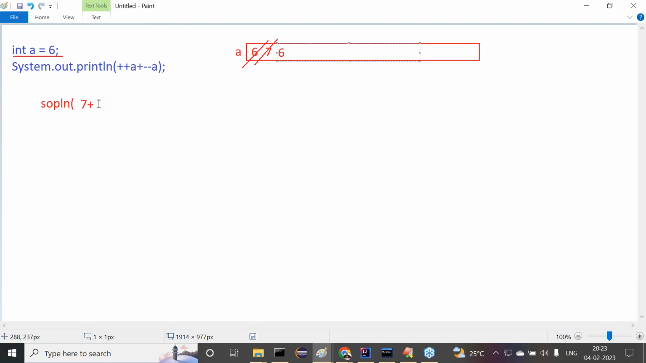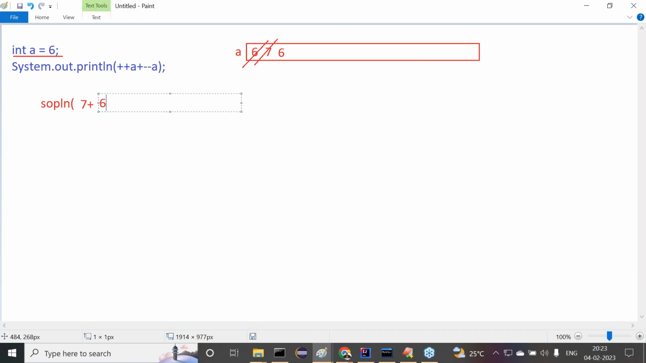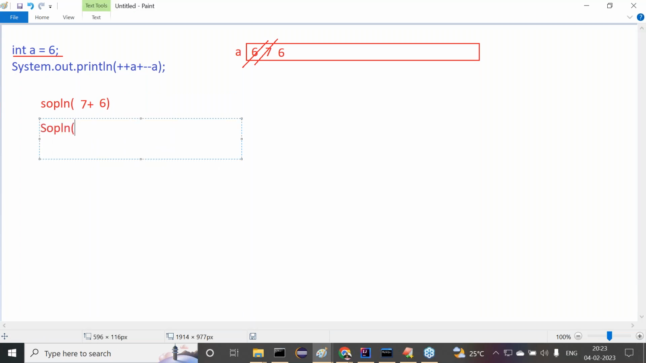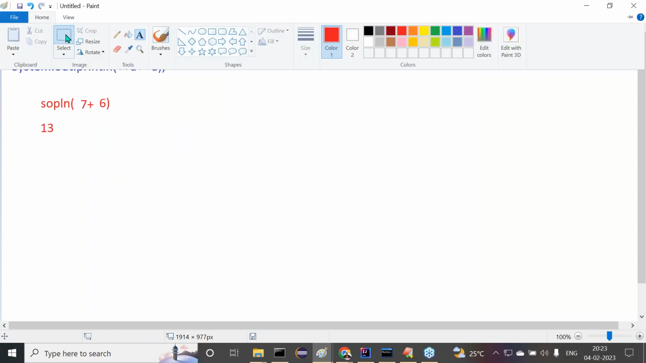Now here we are getting the value 6 again. That's okay, now completed. Now you know already: System.out.println of 7 + 6. What's the value here? 13 is the value we are getting. The output value is 13. 13 is the output we are getting. That's it, not more than this. A simple explanation here.